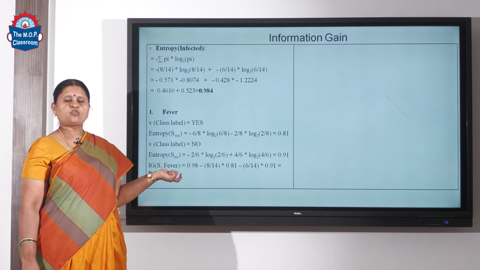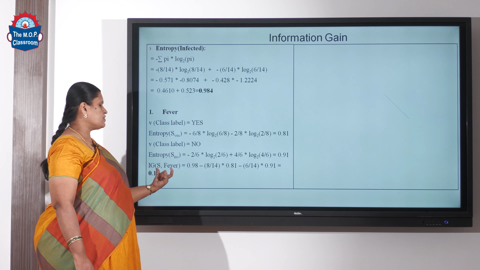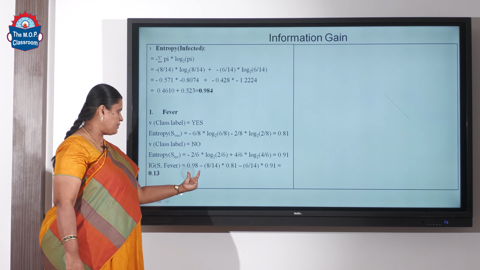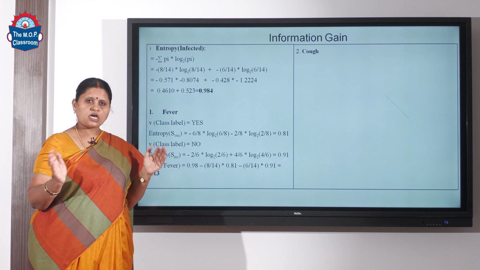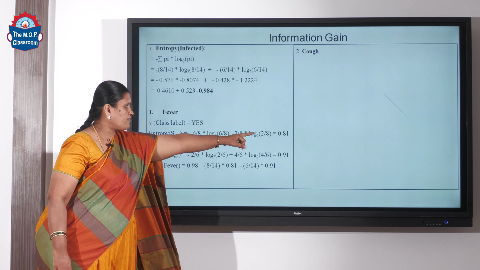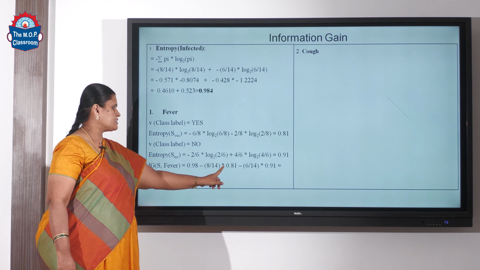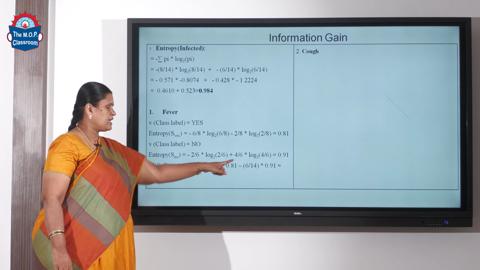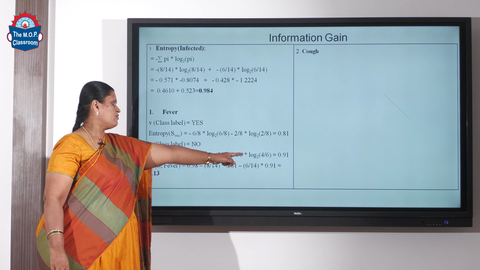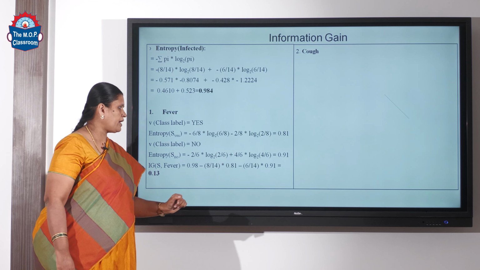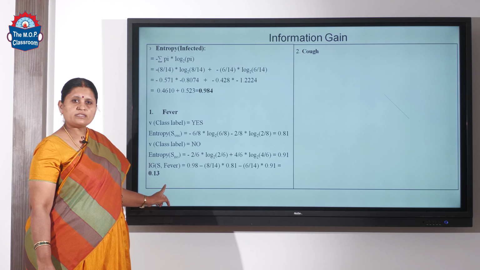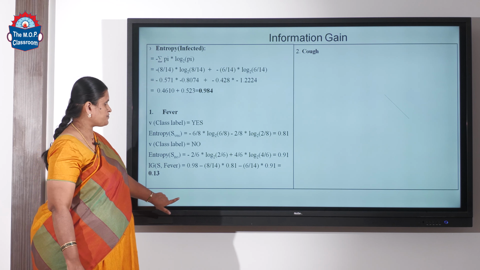Now we are going to find out what is the information gain related with fever. So this is the total number 0.984, minus there are 14 records, out of which 8 are positive. So 8 by 14 into whatever value we have got for the fever, it is 0.81. Minus, again out of 14 records, 6 are negative, and what we get for the fever as negative, it is 0.91. So for making this calculation, we could get 0.13 as the information gain for fever.